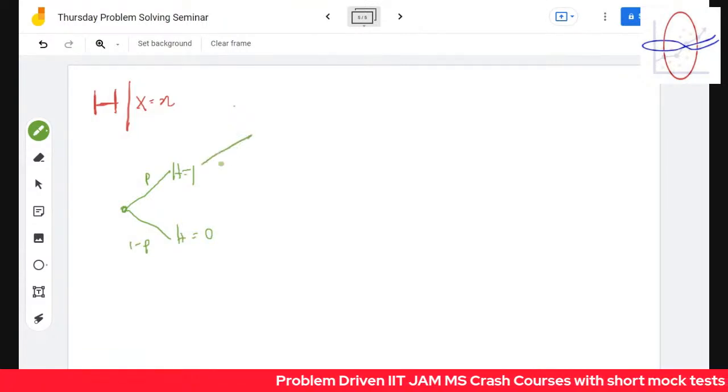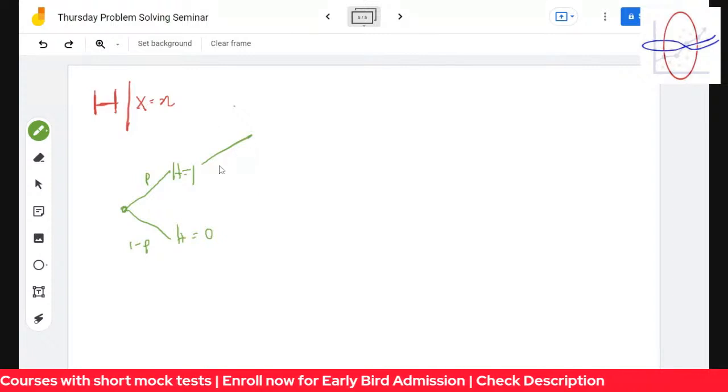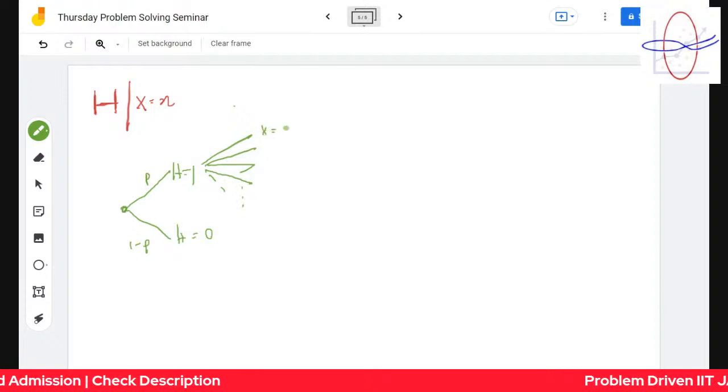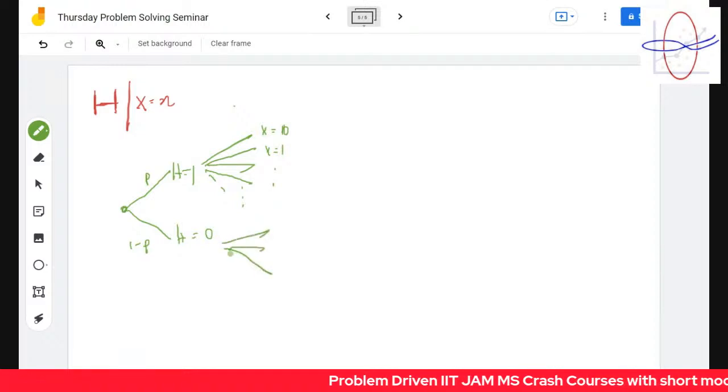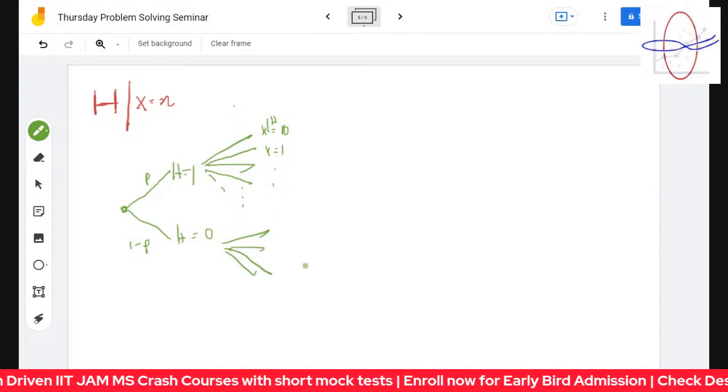And then out of this, there's success. It's like a binomial. Successful. So there are n such cases, and you get x. X is equal to 1, 0, 1, dot dot dot. Here also x is equal to 0, x is equal to 1. It's x given h.